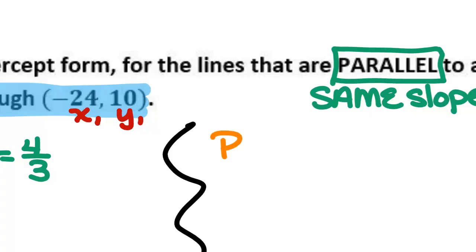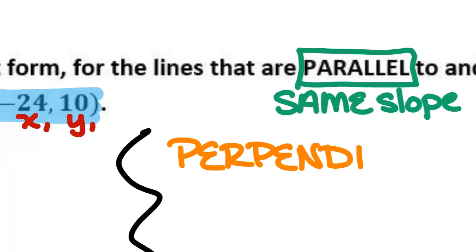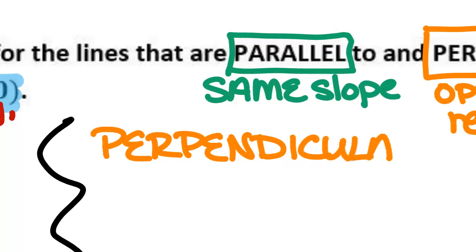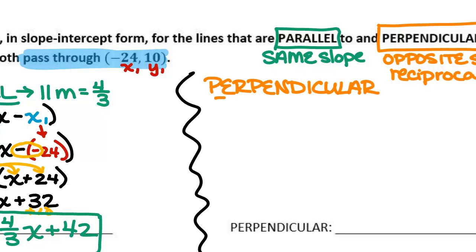For perpendicular, what do I want the slope to be?